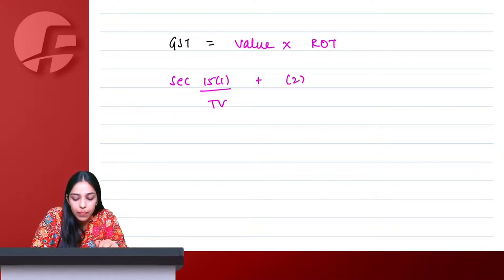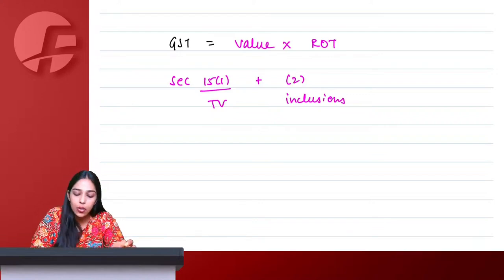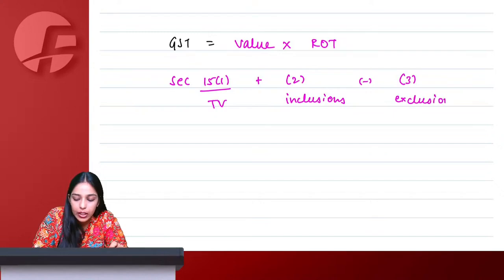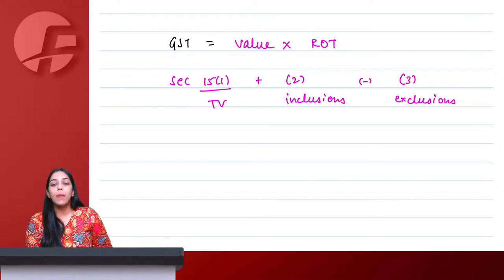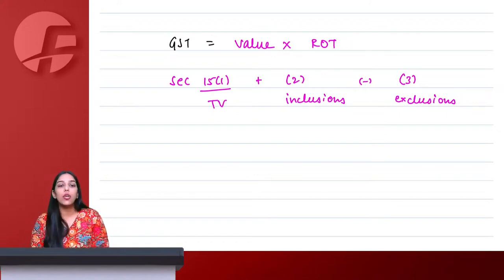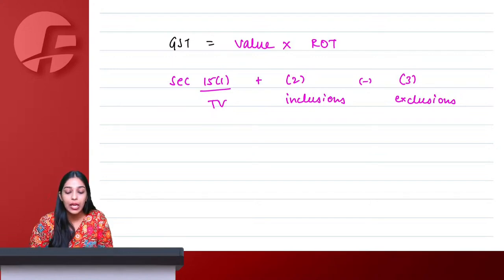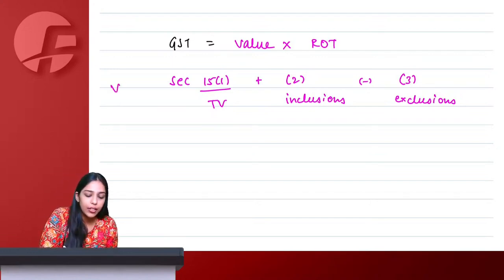Plus you do some inclusions of 15(2) and minus you have to do some exclusions of 15(3). So we are saying 15(1) is transaction value, but plus you need to do some inclusions in 15(1) and minus exclusions from 15(1). Then you actually arrive at your value of supply.